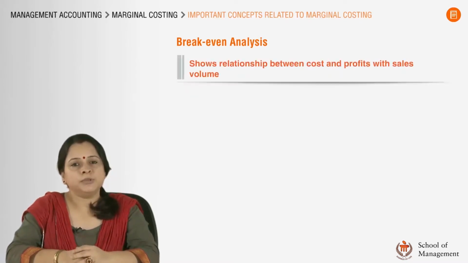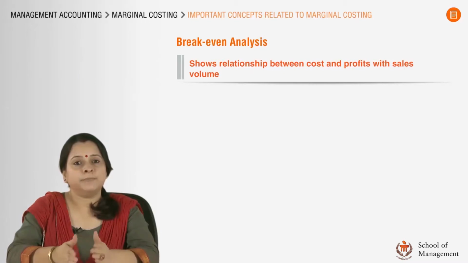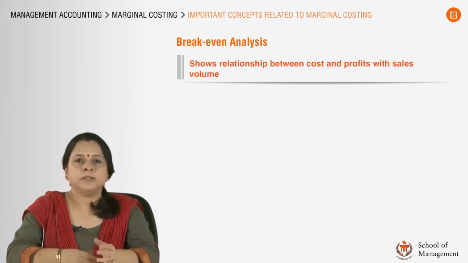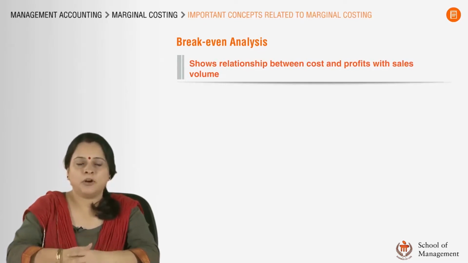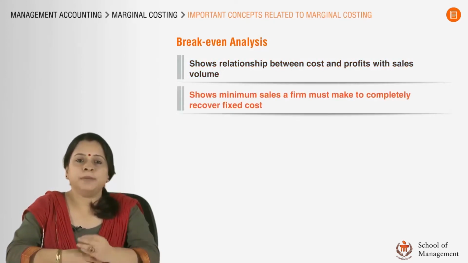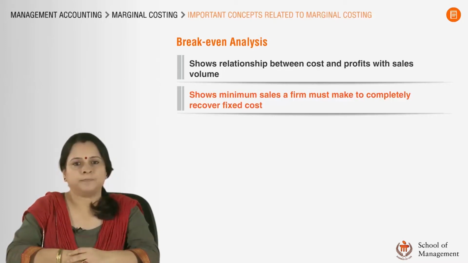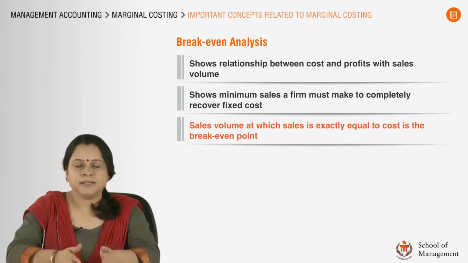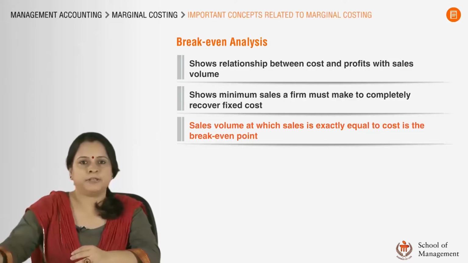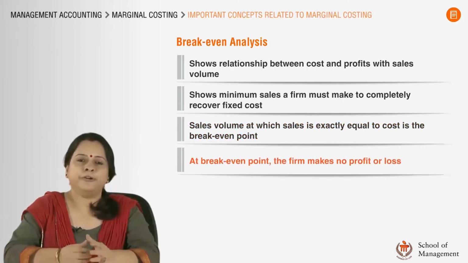This analysis shows the relationship between cost and profits with sales volume, meaning how changes in total sales impact the cost incurred and the profit earned by the firm. This analysis shows the minimum sales that a firm must make in order to completely recover its fixed cost. The sales volume at which sales is exactly equal to the cost incurred is known as the break-even point.